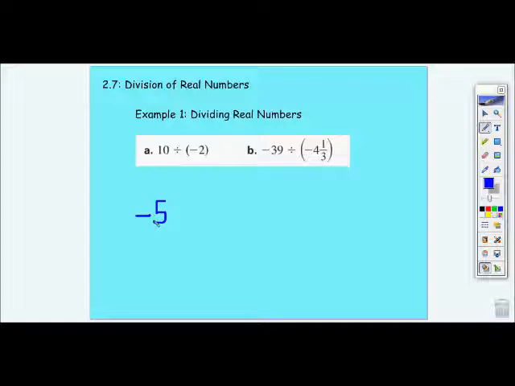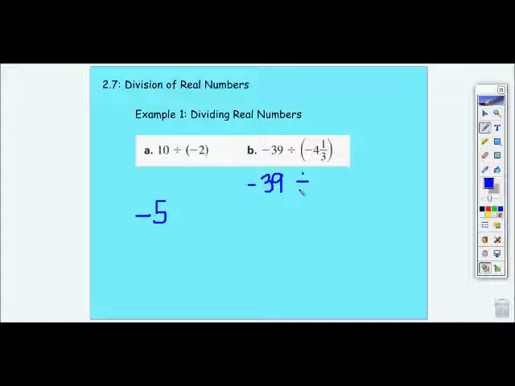Now the next one, they threw in a mixed number. So we have -39 divided by -4 1/3. If you remember, there is no easy way to divide by mixed numbers. So our first step is we have to change our mixed number to an improper fraction. And this is where our reciprocal will come in, but I think if you see it, it'll make more sense.